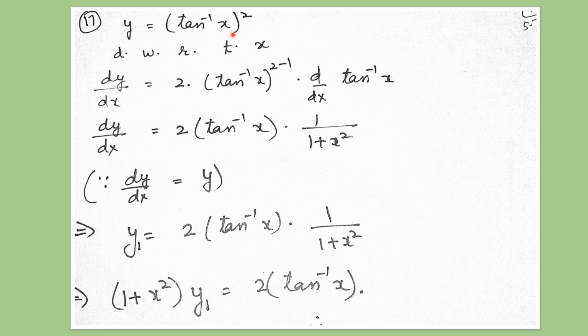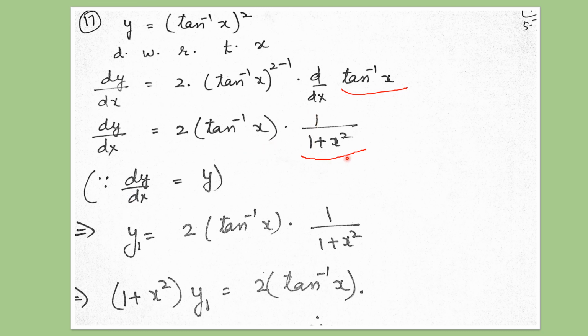First of all, we will calculate the first order derivative, differentiating with respect to x. dy by dx is equal to, this 2 will come in the beginning, tan inverse x as it is, power 2 minus 1, multiplied by the derivative of tan inverse x. Whatever is in the bracket, you have to write again, and then the derivative of tan inverse x. So you will get 2 tan inverse x multiplied by 1 upon 1 plus x square. What is the derivative of tan inverse x? The derivative of tan inverse x is 1 upon 1 plus x square. Okay, so you get dy by dx is equal to 2 tan inverse x into 1 upon 1 plus x square.